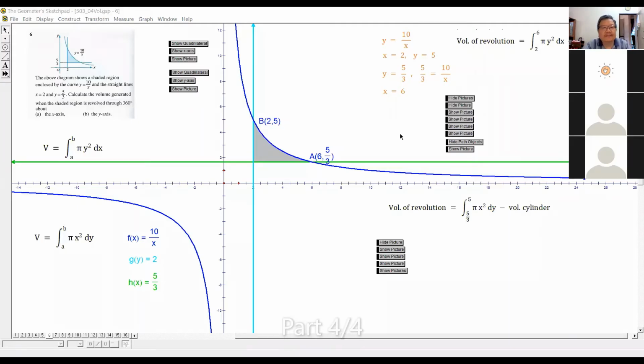The next question is like this. There is an area bounded between the curve and two lines. These two lines are very funny. One line is parallel to the y-axis, another line is parallel to the x-axis, so it becomes 90 degrees with the curve there, right?